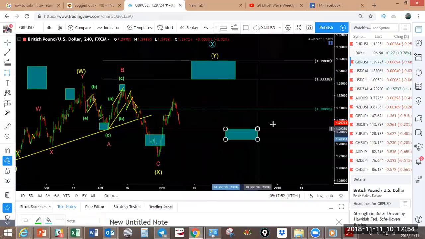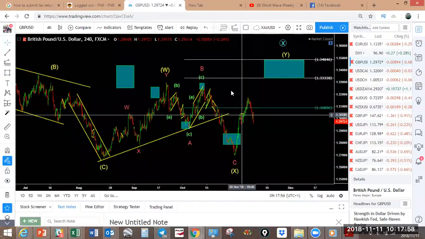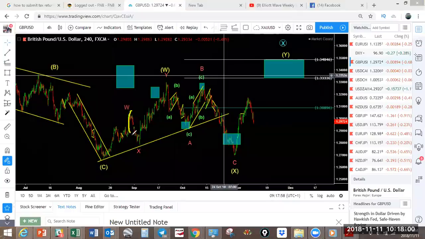Yes, it looks like it's going down now, but that doesn't mean anything. Where is it going down? Going down to where? What we are seeing here is simply that this will be making this structure.